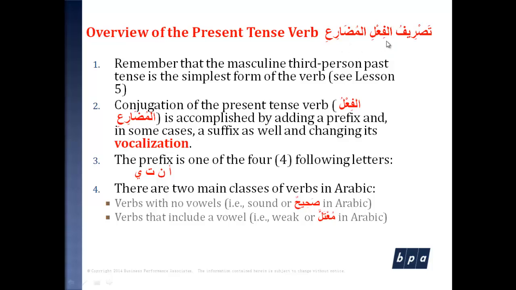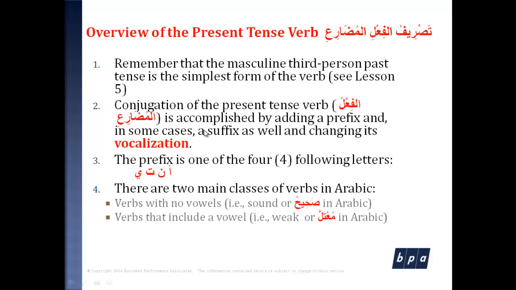تصريف الفعل المضارع, the conjugation of the present tense verb. Remember that the masculine third person past tense is the simplest form of the verb. Again, review Lesson 5. Conjugation of the present tense verb, الفعل المضارع, is accomplished by adding a prefix and, in some cases, a suffix as well, and changing its vocalization.